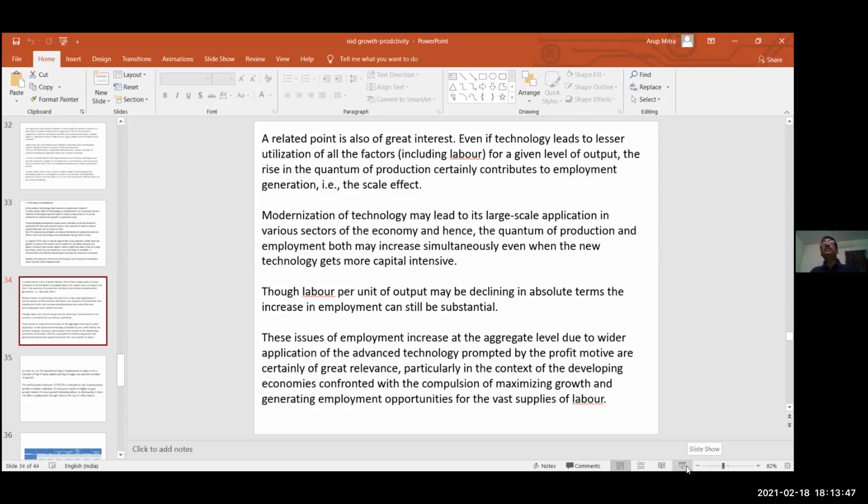Modernization of technology may lead to its large-scale application in various sectors of the economy, and hence the quantum of production and employment both may increase simultaneously even when the new technology gets more capital intensive. And those are the points that I was trying to highlight from Vivarelli's work. Though labor per unit of output may be declining in absolute terms, the increase in employment can still be substantial. These issues of employment increase at the aggregate level due to wider application of advanced technology prompted by the profit motive are certainly of great relevance, particularly in the context of developing economies confronted with the compulsion of maximizing growth and generating employment opportunities for the vast supplies of labor.